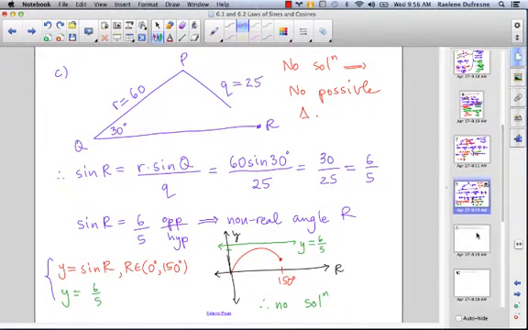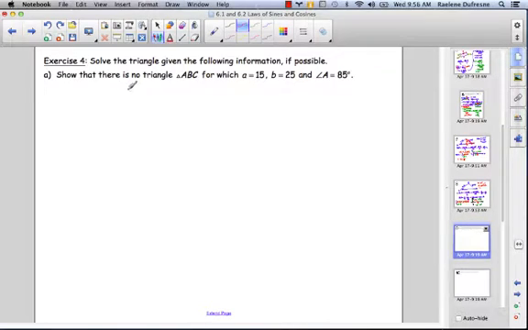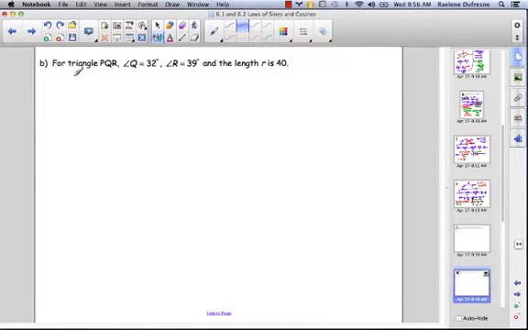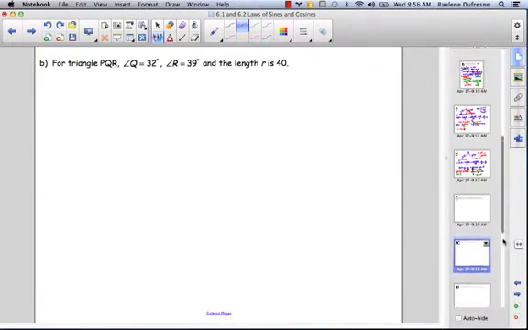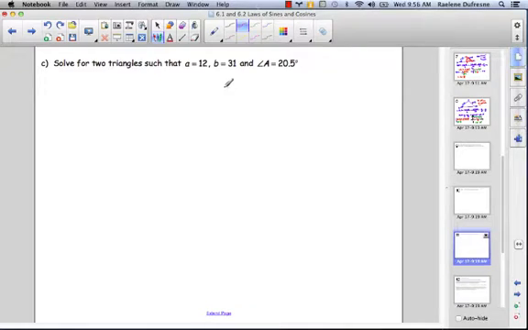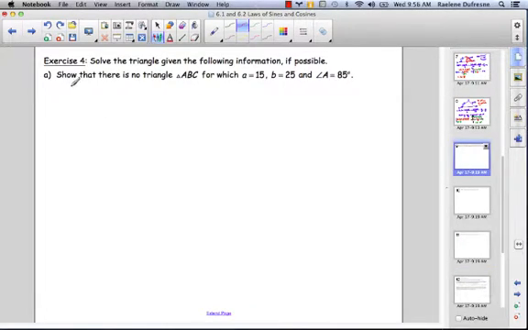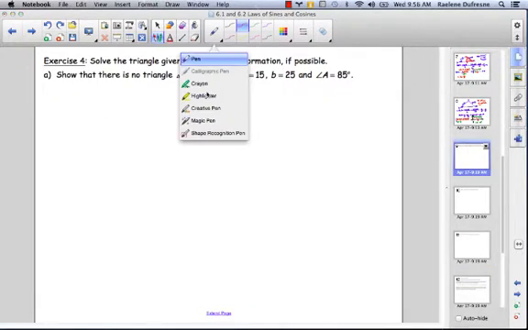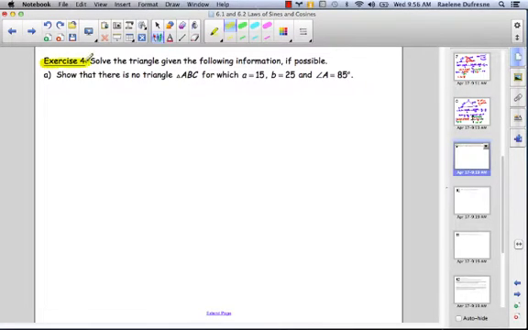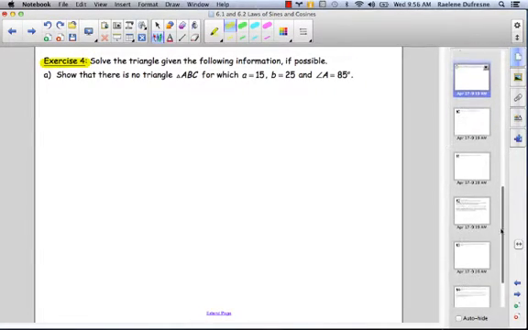All right, moving on. Exercise 4 asks you to solve the triangle with the given information. It says to show that there is no triangle in part A, solve in part B, and in part C to solve for the two triangles. I'm going to leave you to do exercise 4 on your own as a homework assignment. Now we're going to continue on and look at the cosine law.